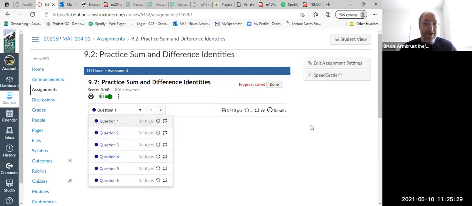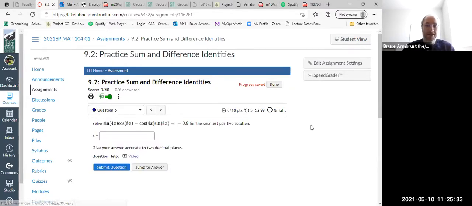All right, so numbers 5 or 6, doesn't matter which one, Danielle, you good? So we'll go ahead and just take number 5. All right, so this one says solve sine of 4x cosine of 8x minus cosine of 4x sine of 8x equals negative 0.9.